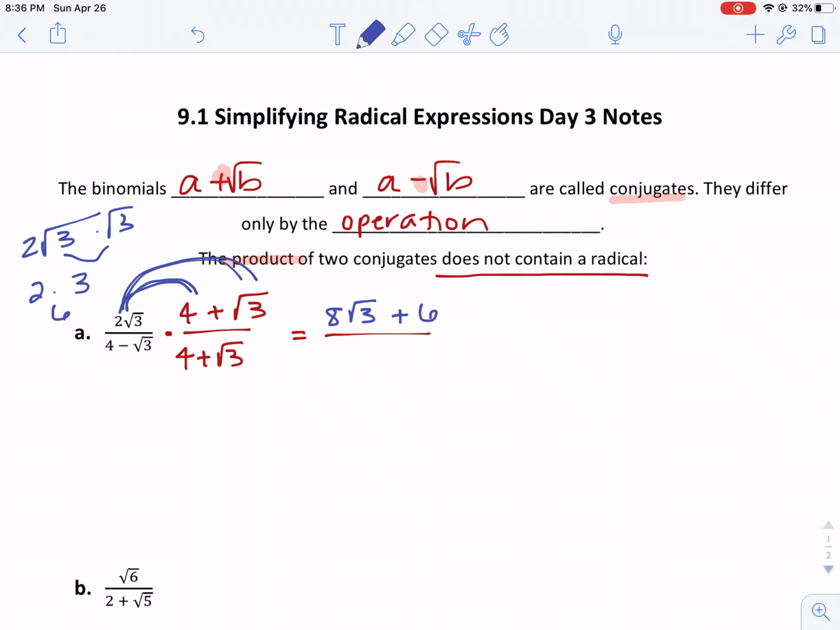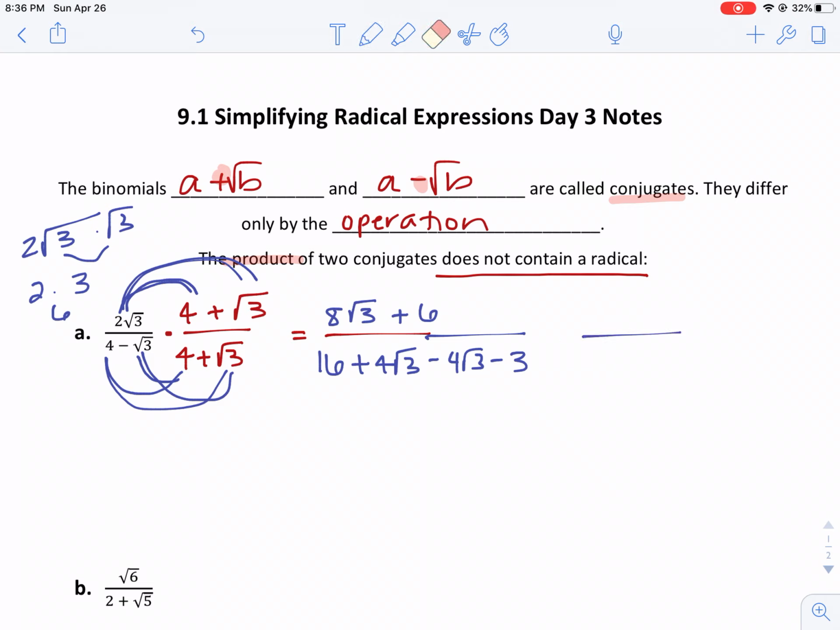Okay. Now in the denominator, we have a binomial times a binomial. So we're going to multiply 4 times 4 to give us 16. 4 times positive root 3 to give us 4 plus root 3. Negative root 3 times 4, so that'd be negative 4 root 3. And then root 3 times root 3, which would be 3. And negative times positive would make that a negative 3.